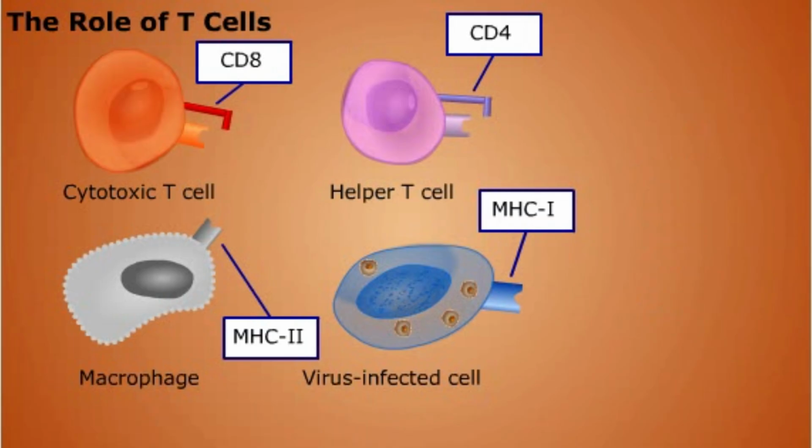Sorry, that's not right. Yes, that's correct. Cytotoxic T cells have CD8 molecules on their surface, whereas helper T cells have CD4 molecules. All cells express MHC1 molecules. Only antigen-presenting cells, such as macrophages, express MHC2 molecules.